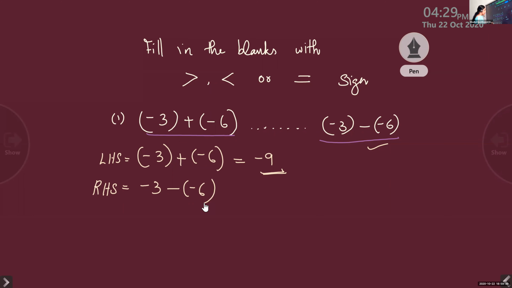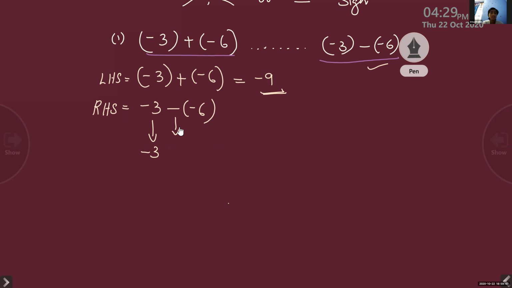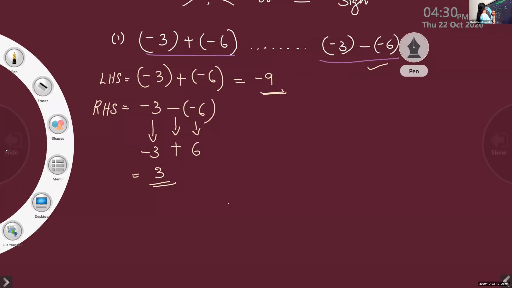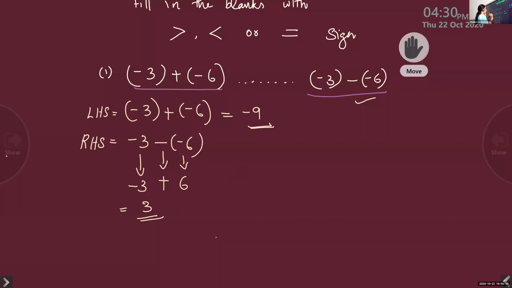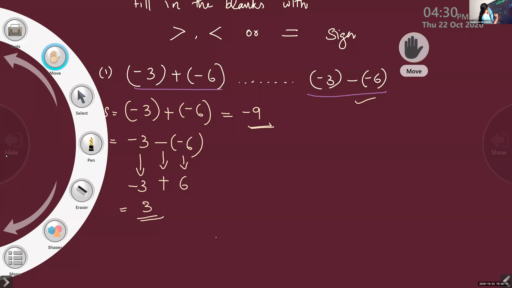How will you do the answer of this? Subtraction. Negative 3 bring down. Subtract, minus into plus. Bring down it as positive 6. And our answer is positive 3. Now look at the question. Left side we got the answer as negative 9 and right side it is positive 3.